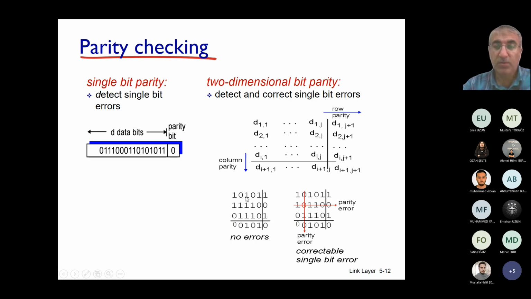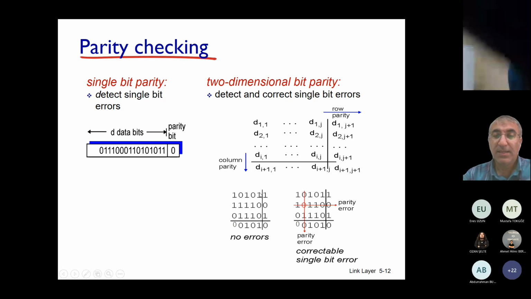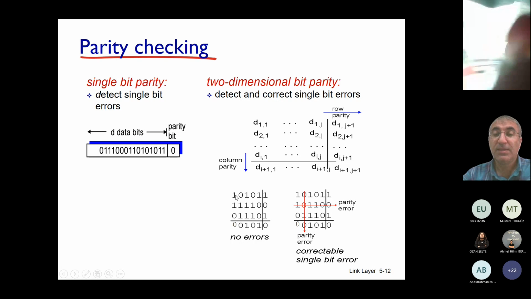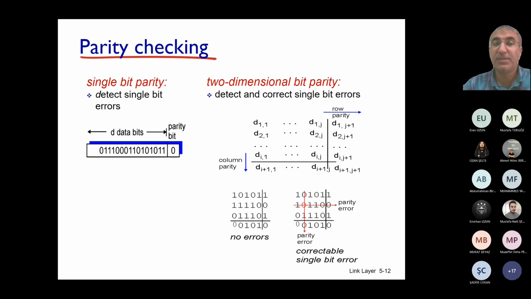We have 1, 0, 1, 0, 1. Let's count the number of ones: 1, 2, 3. We have 3 ones. In this case, the example is even parity checking. That's why we need to make an even number, so we need to add 1. It becomes 4, which is an even number.